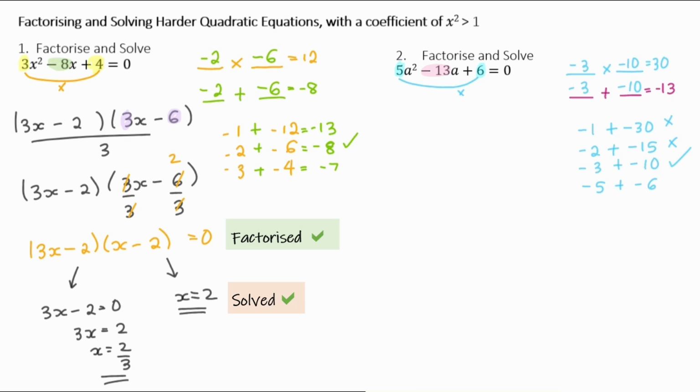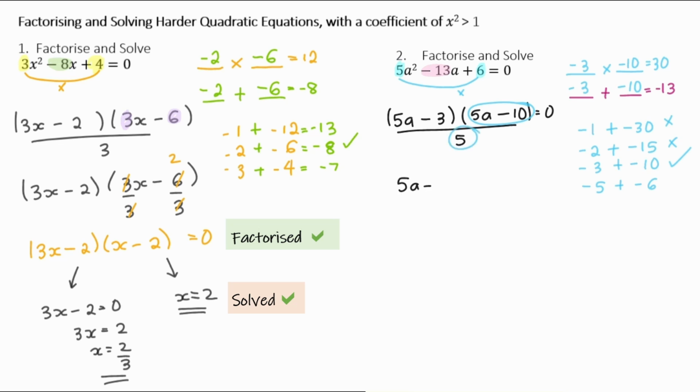So we can now write this in a bracket form by putting 5a as our first term, minus 3, which is our first factor, so that will be our first bracket. For the second bracket, we could put 5a and our second factor, which is minus 10. We are then going to check if one of these factors can be divided by 5, and we can see that in the second bracket, both of these terms can be divided by 5.